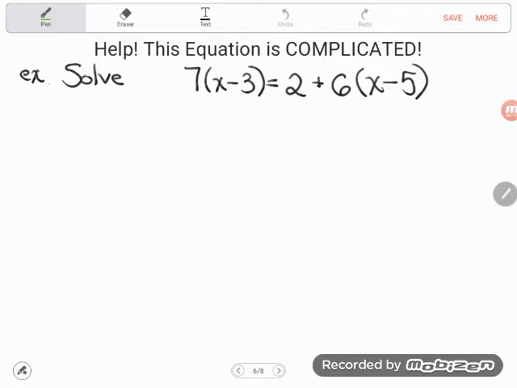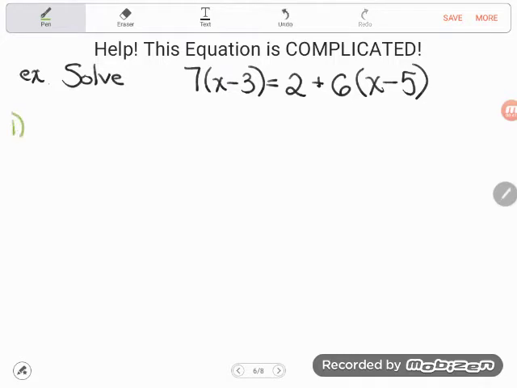It says solve, those are our directions, and then we have this pretty ugly looking equation. 7 times the quantity of x minus 3 equals 2 plus 6 times the quantity of x minus 5. So this is a regular plain old linear equation, meaning that there's no squares or exponents on my x's. It's just plain old x's. So I can go ahead and use my regular methods for getting x alone on a linear equation.